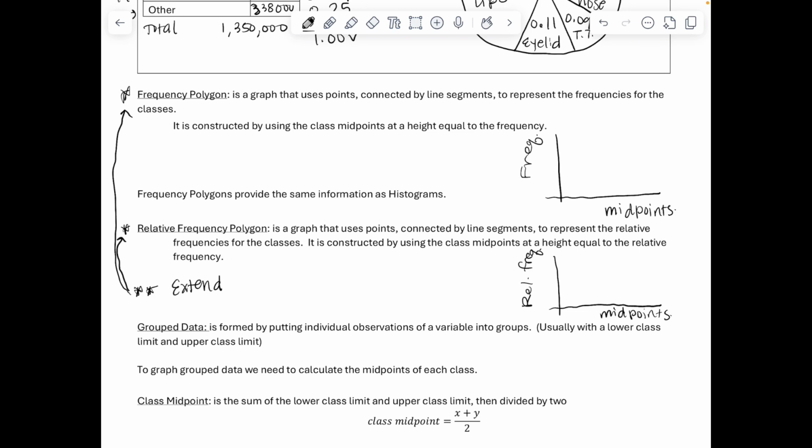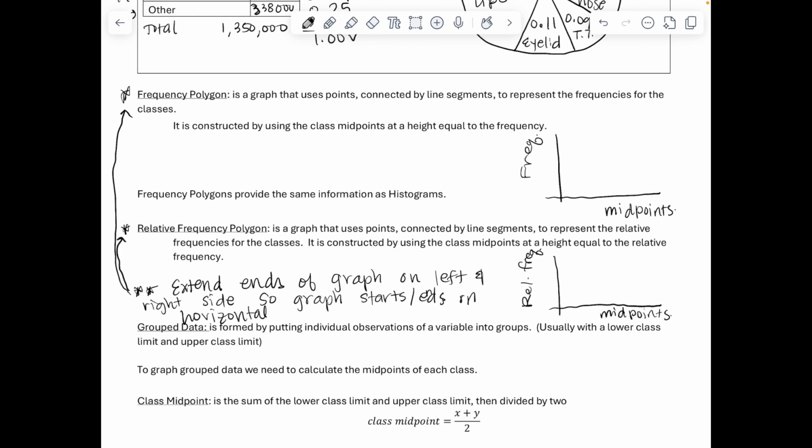Make sure to add this to your notes also. Extend your ends of your graph on left and right sides. So graph starts and ends on the horizontal line. And it also says up above that the frequency polygon provides the same information as a histogram.